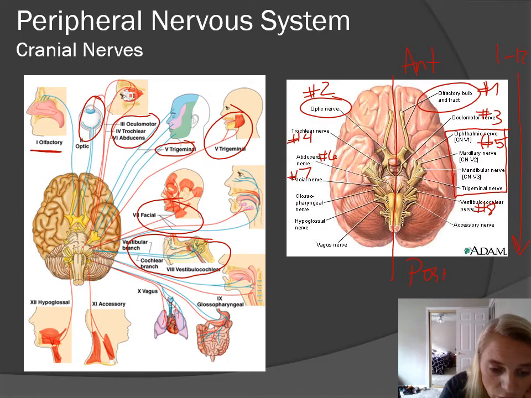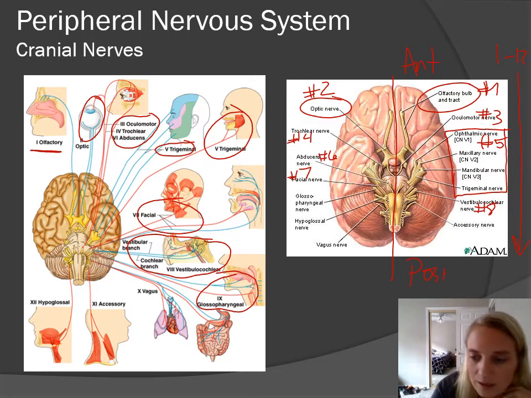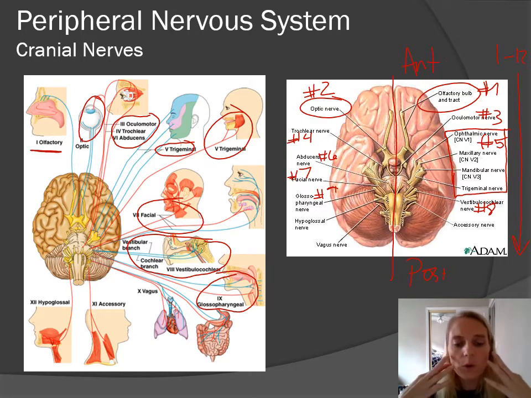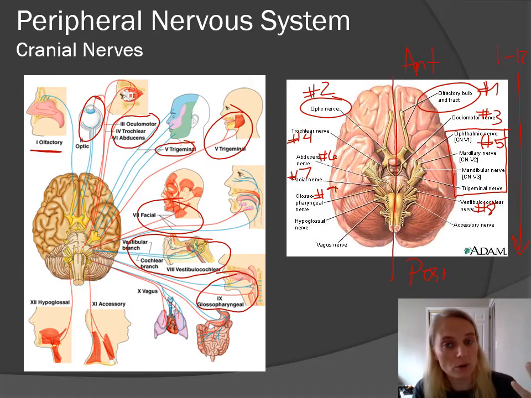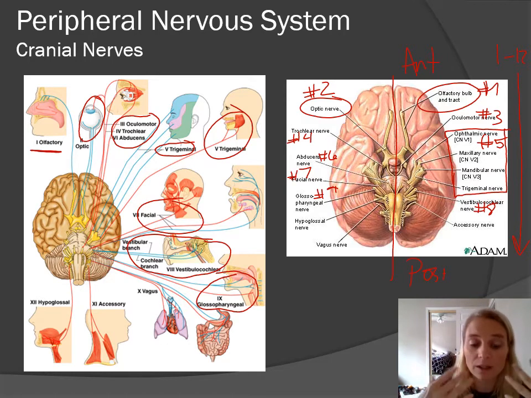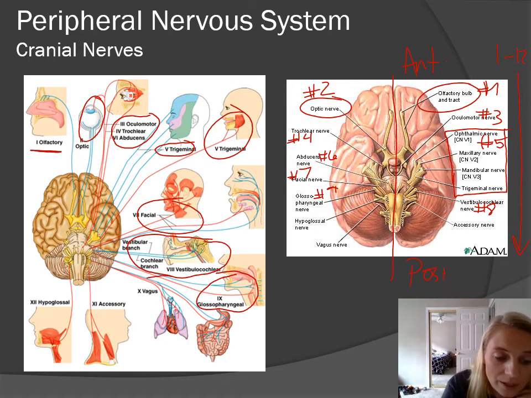9 is glossopharyngeal. I was thinking of 10. So 9 is glossopharyngeal, mainly motor and sensory of your tongue and throat. Glosso meaning tongue, pharyngeal meaning pharynx. Does that make sense? The biggie is vagus, number 10.